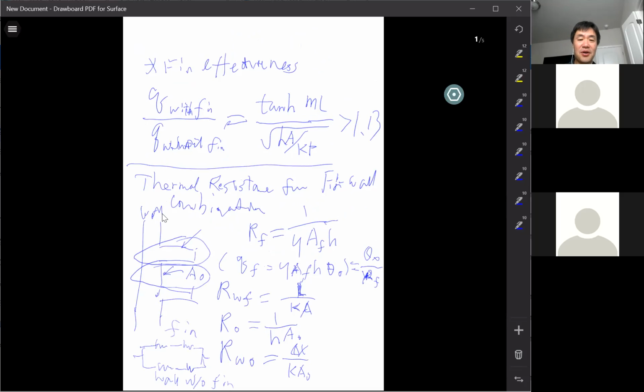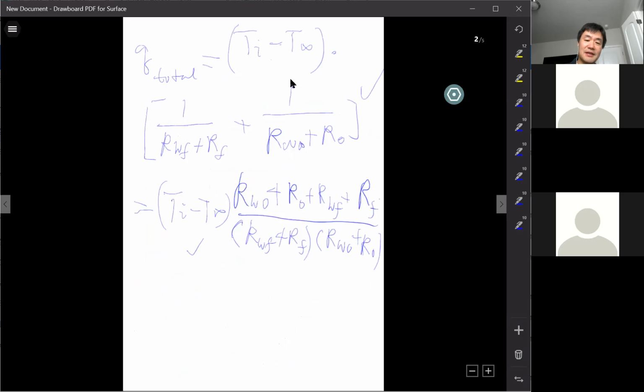Okay, so the denominator of the effectiveness equation is just without the fin, so it's just a single wall. That would be easy to calculate. But with the fin, the total heat transfer will be this equation. These two are the same. I said Q total, it's not just Q fin.